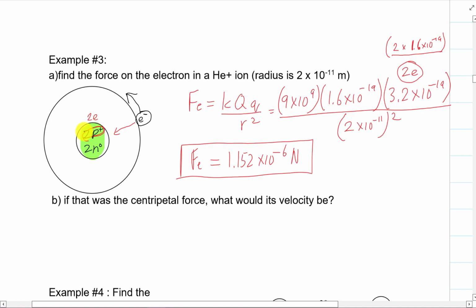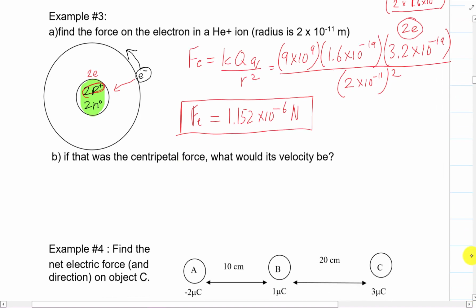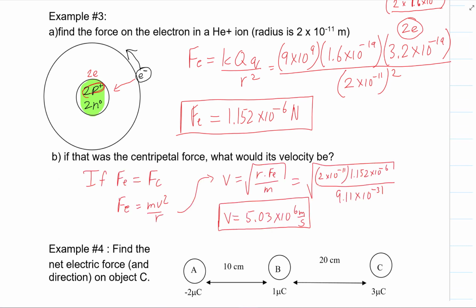Okay, and now if that's going to be the case, part B, what is the centripetal force? What would its velocity be? Well, and there's the answer for B, folks, just already solved out for you. Hopefully I didn't surprise you with it popping up like that. So that's how fast an electron is going around in a helium atom, following the Bohr model, helium ion. How fast is that? 5 million meters per second? That's pretty fast. In fact, that's getting close to about 2% the speed of light. So it's very relativistic.